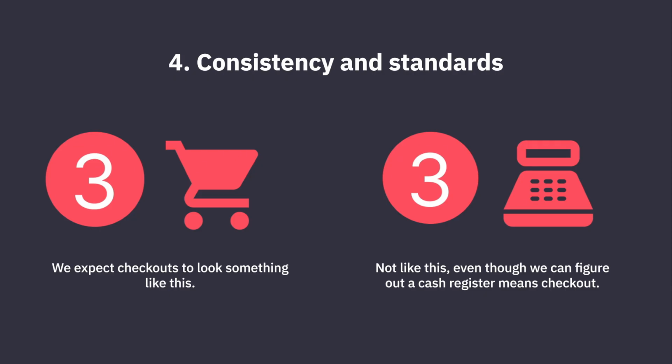4 is to have consistency and standards. This is why a lot of digital interactions follow the same patterns, because users get used to something, and so it's helpful for us to follow those patterns that the user expects. So in this example, we expect a checkout on a website for our shopping cart to look like something on the left, or maybe a bag icon. We could probably figure out that we could get to the checkout by clicking on a cash register icon, but we don't see it very often, so this would be a less correct way to design our interface.